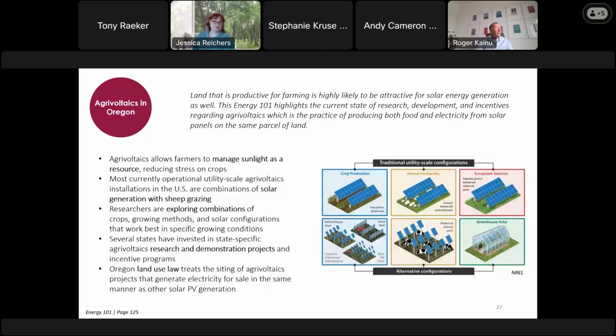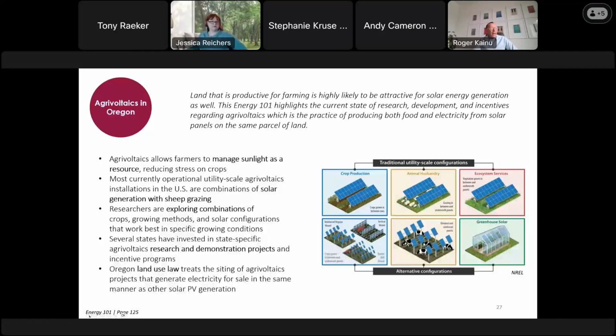Oregon State University is a leader in agrivoltaic research. North Willamette Research and Extension Center has built an experimental facility to experiment with combining several Oregon crops under solar panels. Agrivoltaic projects are permissible uses on agricultural land under Oregon's land use laws, but are required to obtain a conditional use permit or a Goal 3 exception when constructed for the purpose of generating power for sale.